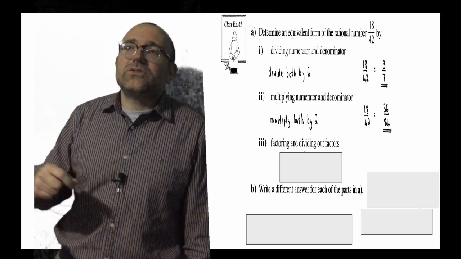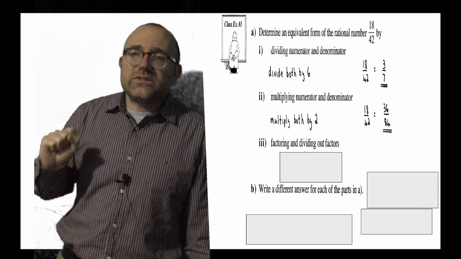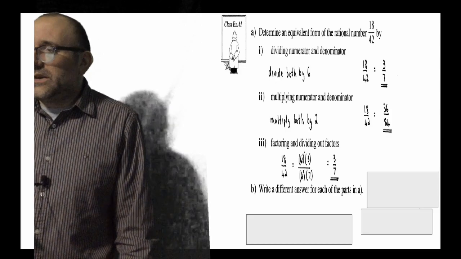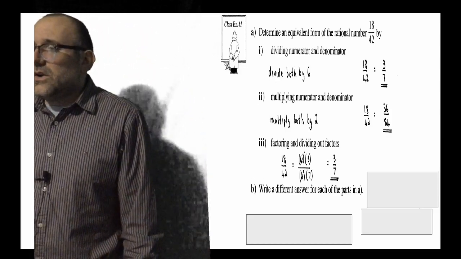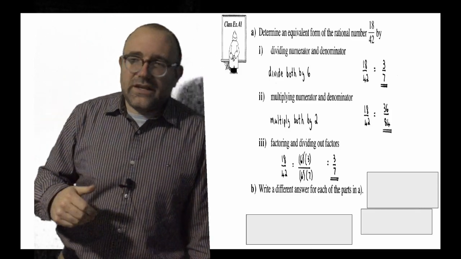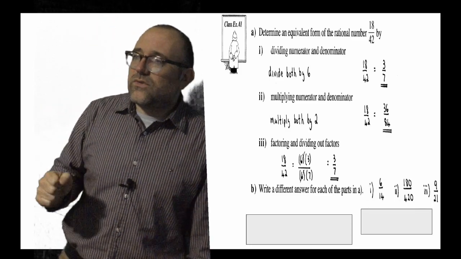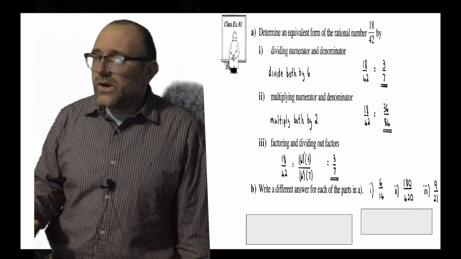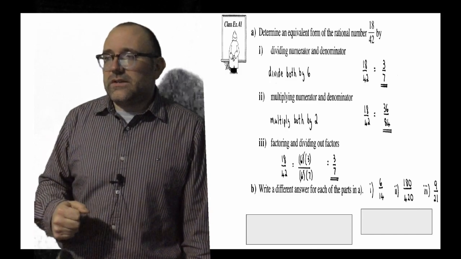Now factoring and dividing out factors. This is where you're going to have to take out what's common at the top and what's on the bottom and cross them out. Hence you get the following. The 6 is common, cross it out, and what's left over is 3 and 7. Write a different answer for each part in part A, so you can do many things. I'm going to show you 3 different ones right here: 36 over 84, 180 over 420, and 9 over 21. So what happened there? You should think through it. How did that happen? There are many answers for that.